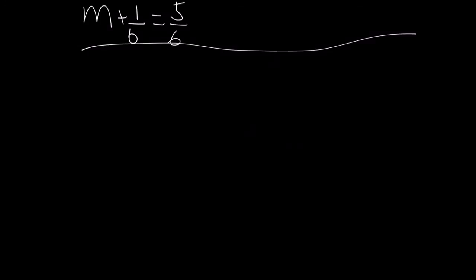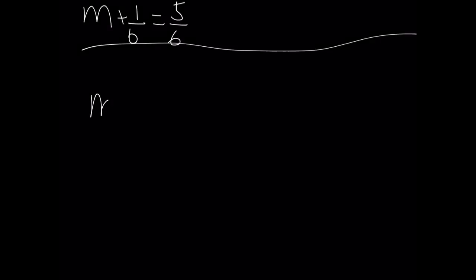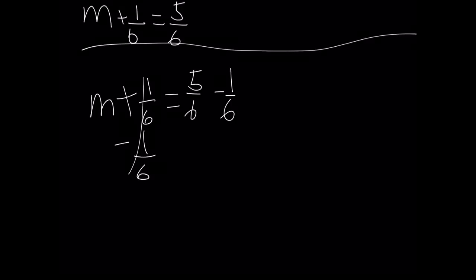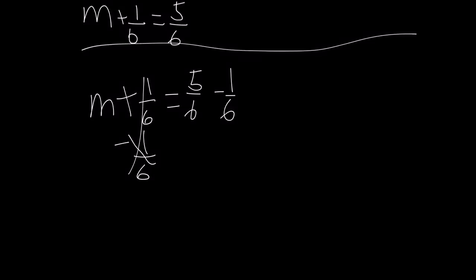So first thing you do is set up the problem. M plus 1/6 equals 5/6. So addition undoes subtraction. So minus 1/6, minus 1/6. Gotta cross these out, cancel them. So 5 minus 1 is 4. Your answer is 4/6.